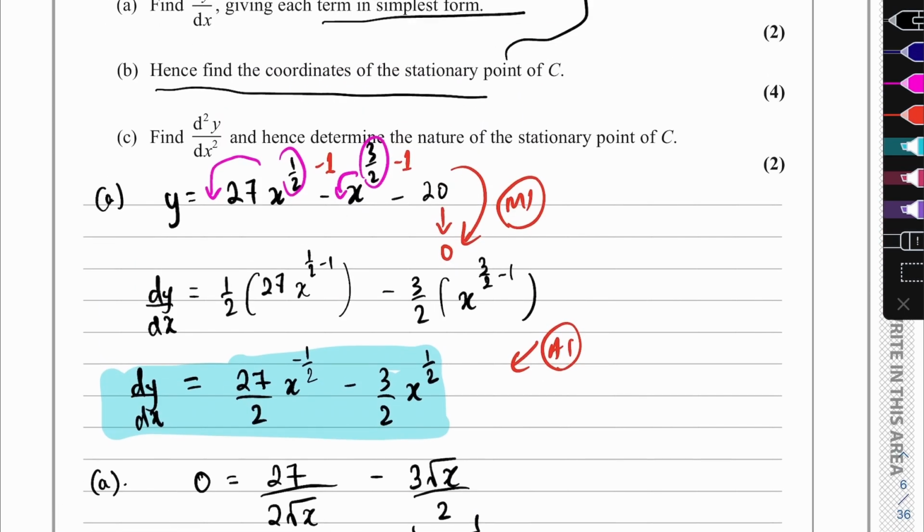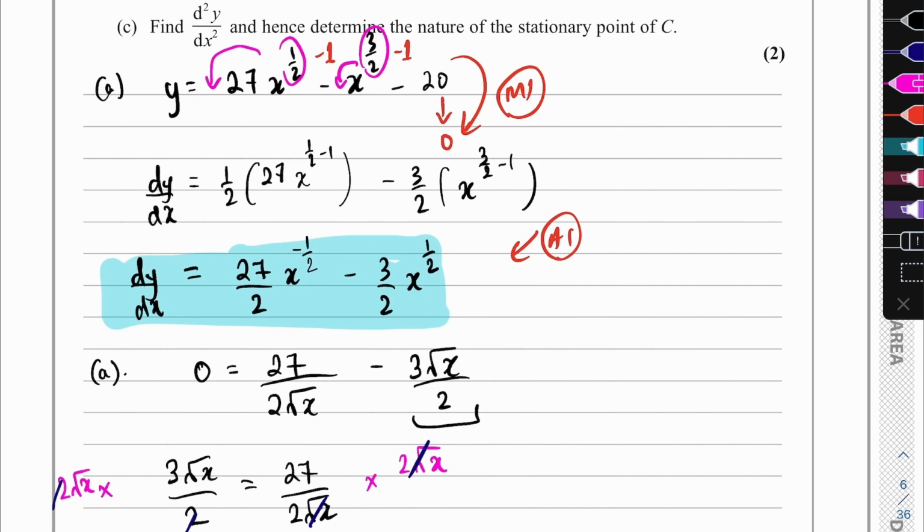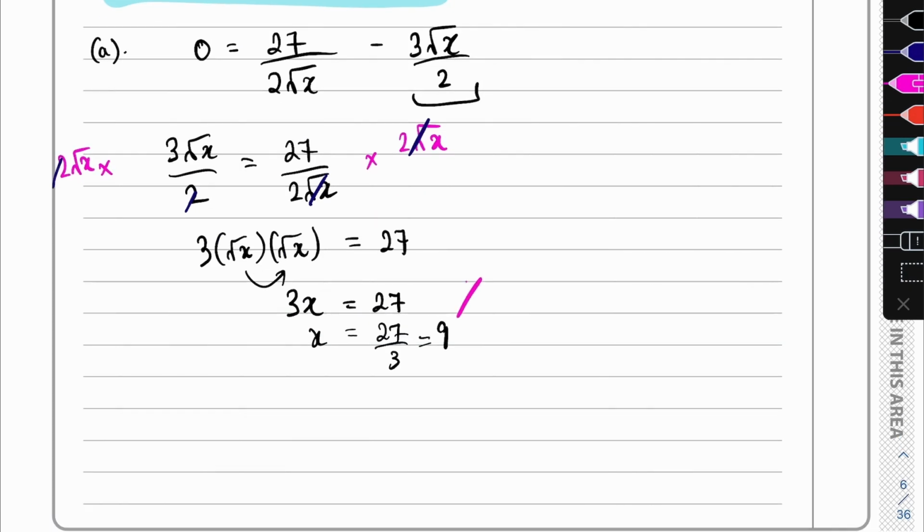Let's check. We have just found the x term. The question said, find the coordinates of the stationary point of C. Now, coordinates are made up of what? x comma y. So now we need to find y. So what should we do? We need to substitute this value back into our y.